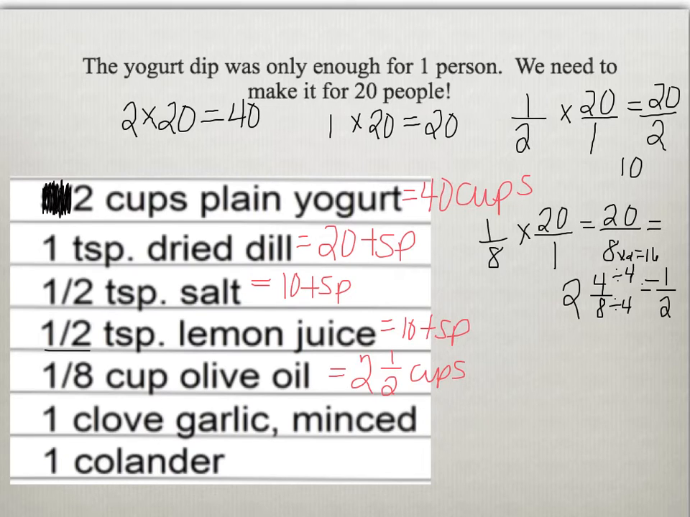And then I have 1 clove of garlic times 20 gives me 20. So I need 20 cloves of garlic. And same thing with the colander. I'm going to need 20 colanders. Alright, not that bad, right?